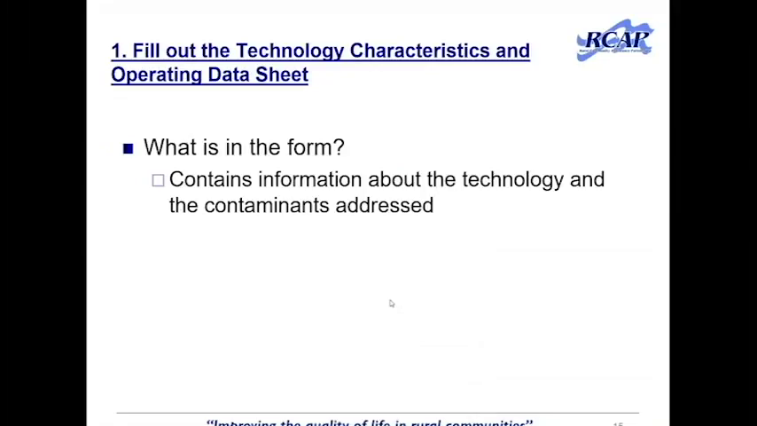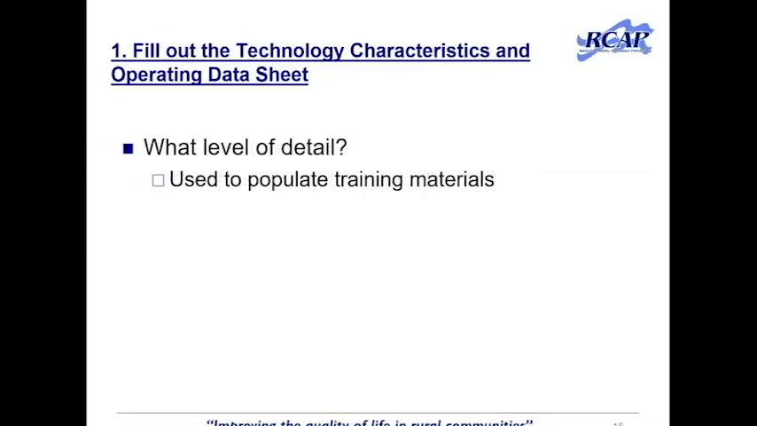And then the one thing that may come to mind is what level of detail is needed on this. Well, that depends on who your audience is going to be. So if you're going to be training operators and engineers, you're going to want to be gathering much more data and much more information on the technology than if you're just dealing with the first level of management folks.